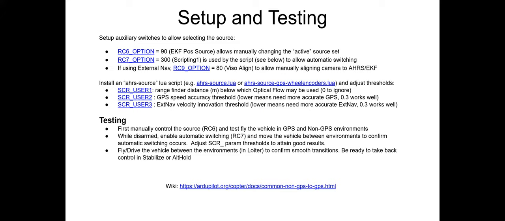So after you've got that all set up, you should definitely test it. Don't just go straight into automatic switching. Take a couple of easier steps before you do that. So for example, first manually control the switching of the sources using the auxiliary switch, and test fly the vehicle in the GPS and the non-GPS environments and make sure that it's flying well in each.